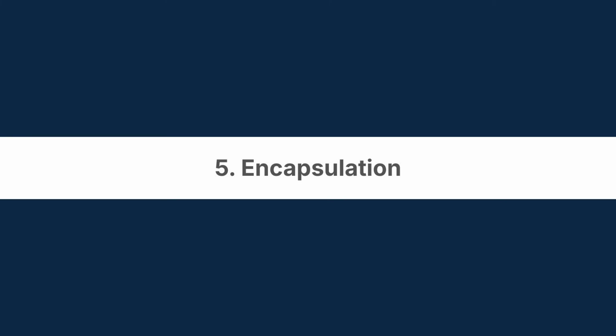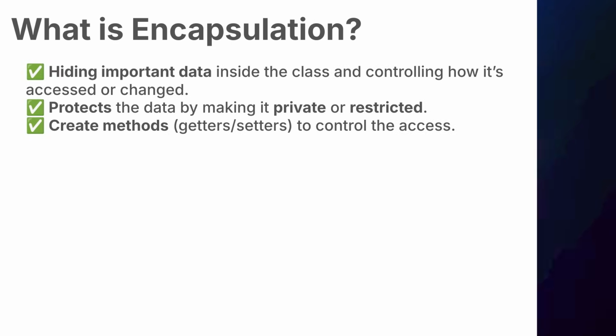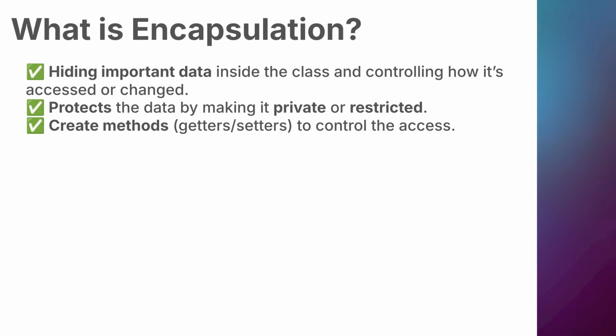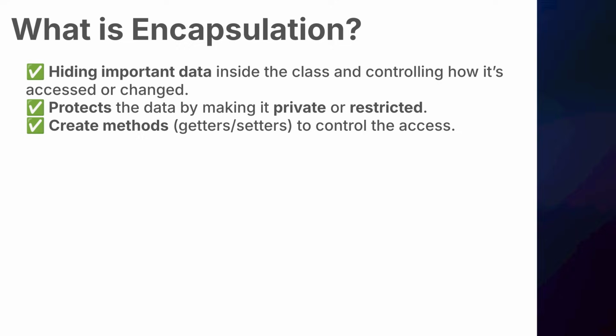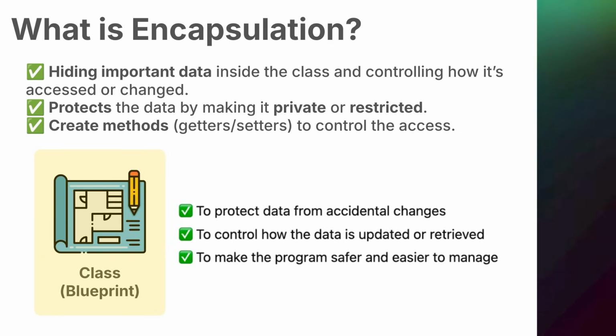5. Encapsulation. What is encapsulation? Encapsulation means hiding important data inside the class and controlling how it's accessed or changed. It protects the data by making it private or restricted. Instead of letting anyone change the data directly, you create methods like getters and setters to control the access. Why use encapsulation? To protect data from accidental changes, to control how the data is updated or retrieved, and to make the program safer and easier to manage.